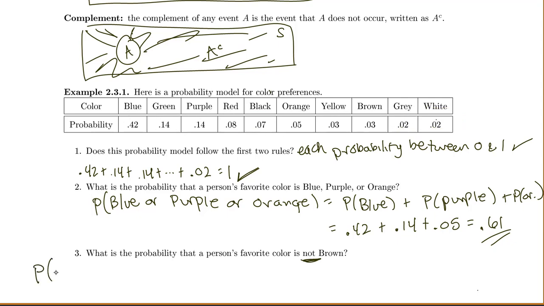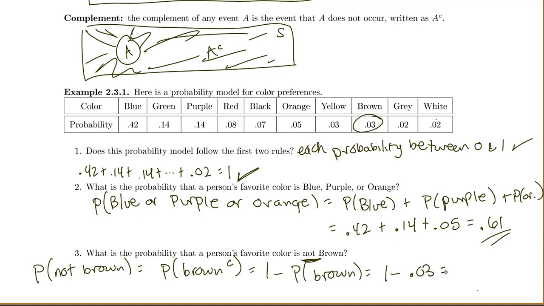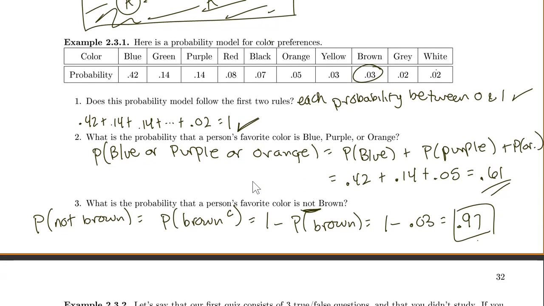So the probability of not brown, or I could write it as brown complement with that little c for complement, will be 1 minus the probability that it is brown. Okay. So if you want the probability of everything that's not brown, you can find brown and subtract that from 1 because everything has to add up to 1. So this will be 1 minus the probability of brown, which is 0.03. So this gives me 0.97. Notice that's a lot easier than adding up everything that was not brown. And we'll use that complement rule all the time to save time.